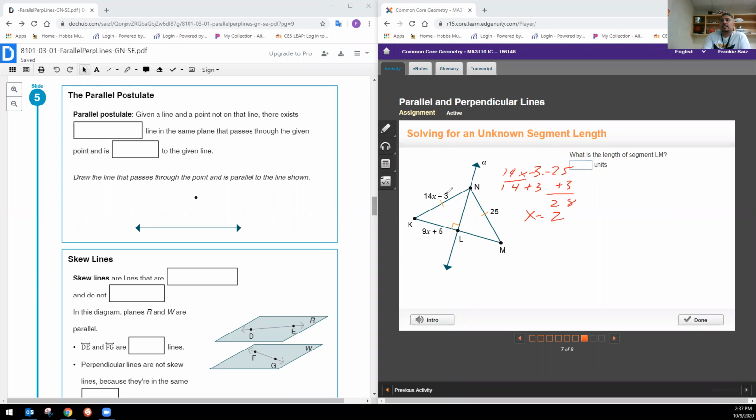So when x is equal to 2, 9 times 2 plus 5 is 18 plus 5 equals 23. So this should be equal to 23.